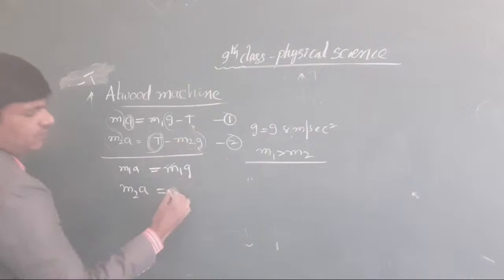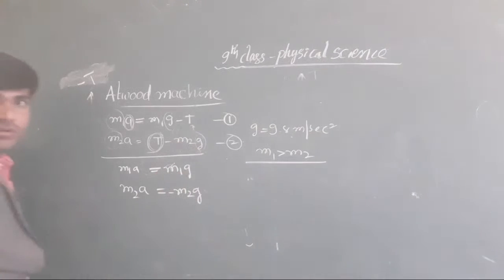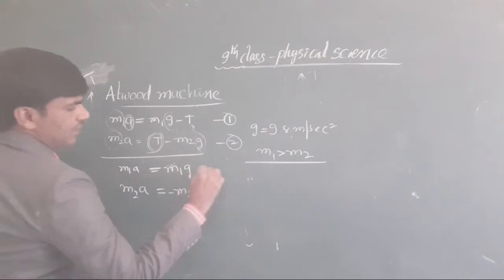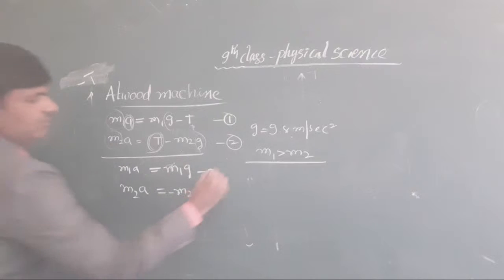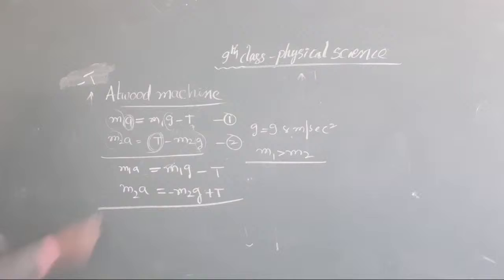Here you take this one, minus m2g, and as well as what we have taken, minus T and plus T. Add this equation. You take add. Okay, now what will we get for us?